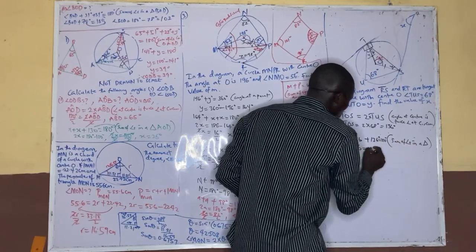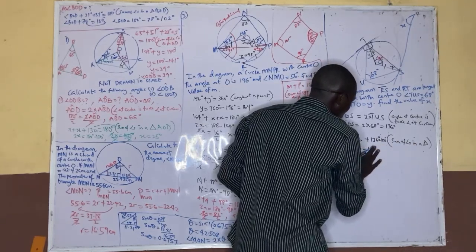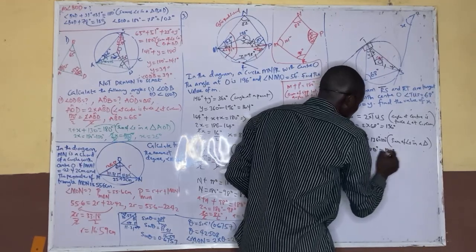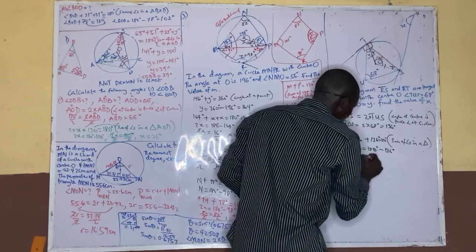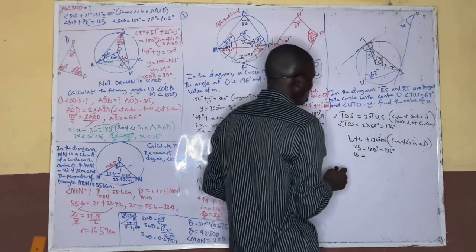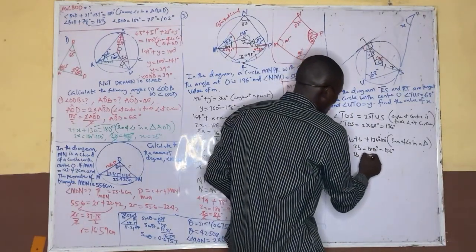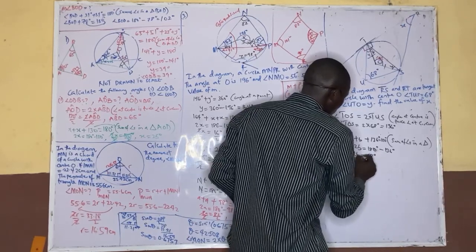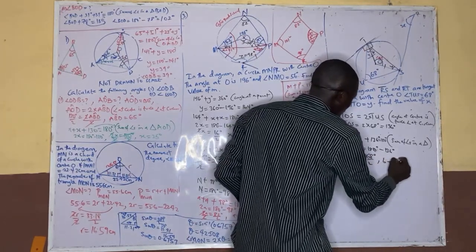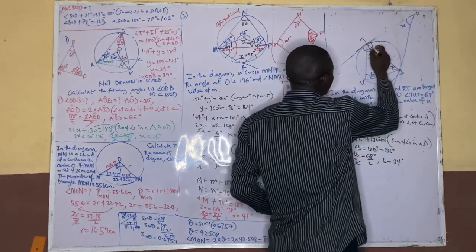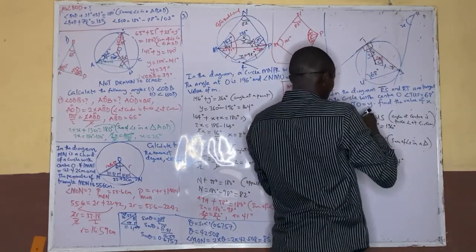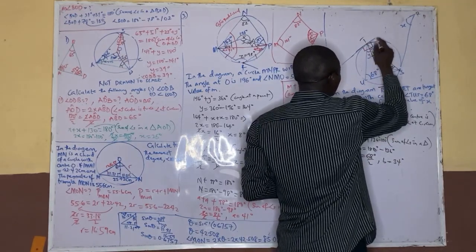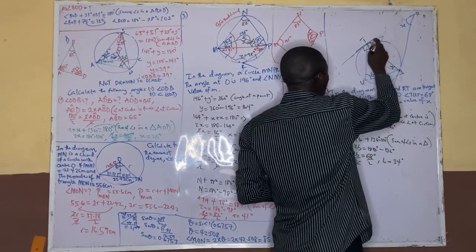So 2B is equal to 180 degrees minus 136 degrees, so 2B is 68 degrees. Divide both sides by 2, so B is equal to 34 degrees. If B is 34 degrees, what is the angle outside here?